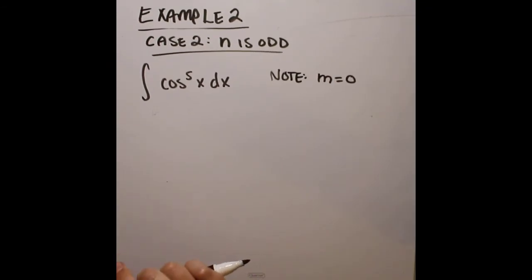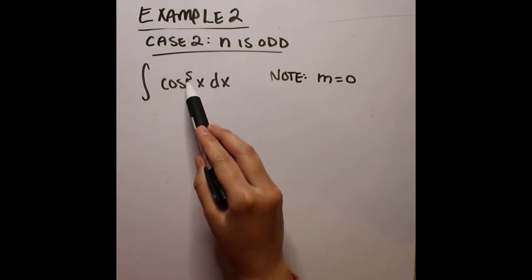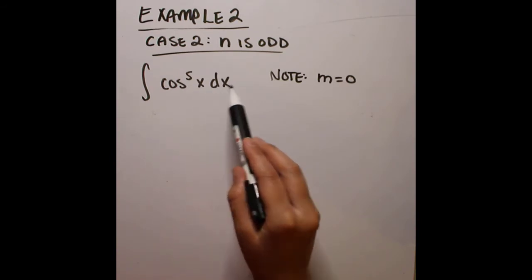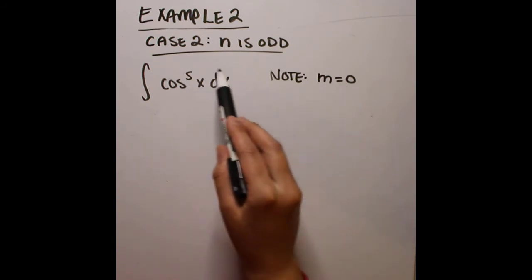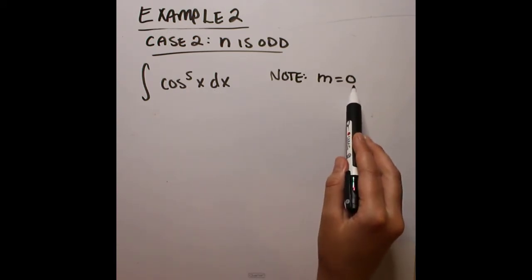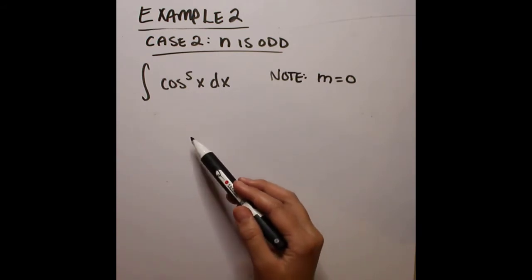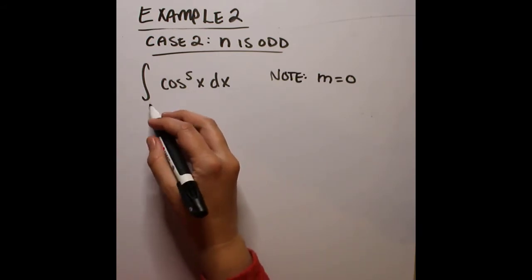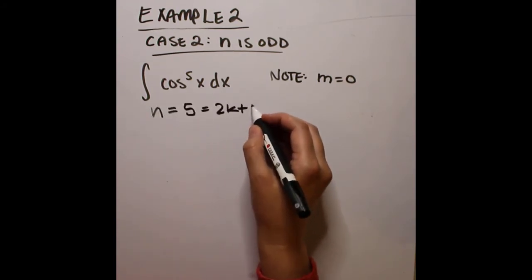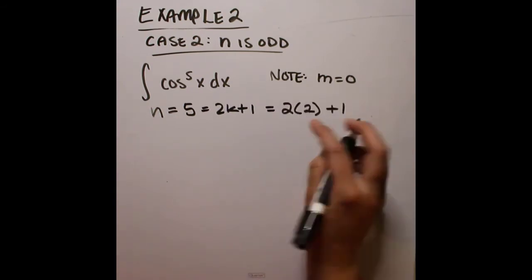All right, taking a look at example 2. This is case 2 because n is odd. Notice you have cosine to the 5th power, and so the power on cosine is n, and it's an odd number. Also notice that m is 0 here because there's no visible sine of x, just meaning that sine of x is to the 0th power. It's like there's an invisible 1 times sine x. So let's go right into it. We know that n is 5, so if we rewrite that as 2k plus 1, that's going to be 2 times 2 plus 1 to give us 5.